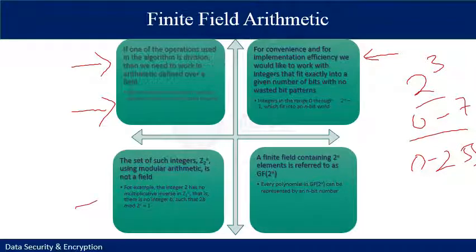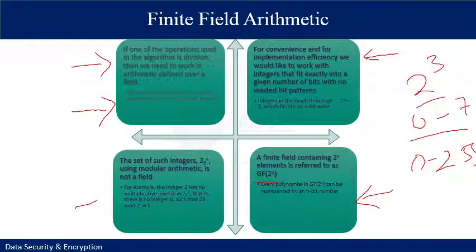Similarly, there is a way of defining a finite field containing 2 raised to power n elements. Such a field is referred to as GF(2^n). So a finite field containing 2 raised to power n elements is referred to as a Galois field, GF(2^n). Every polynomial in this kind of field can be represented by an n-bit integer, which was discussed in the last lecture.